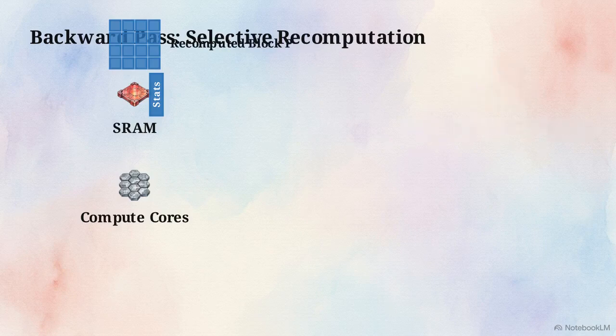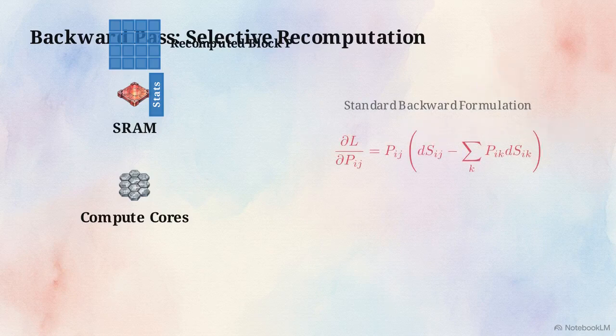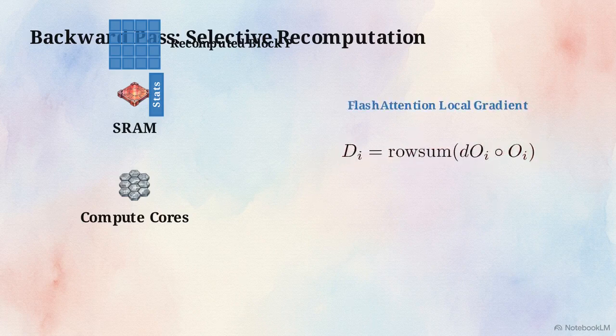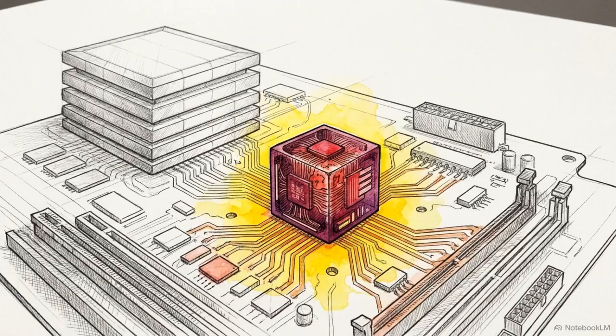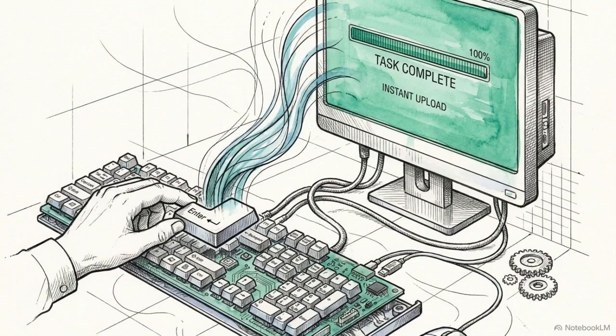It also simplifies the softmax gradient calculation, using a scalar row sum to resolve the derivative locally, without requiring vector reductions across the entire sequence. Because the SRAM computes at 19 terabytes per second, while the HBM crawls at 1.5, executing the complex mathematics a second time is significantly faster than moving the saved data once.